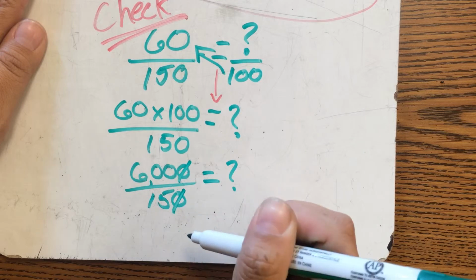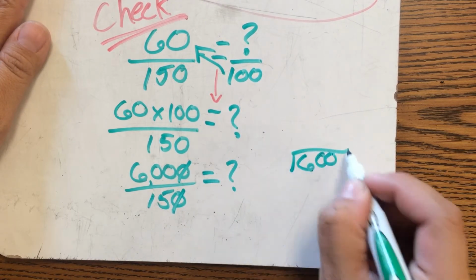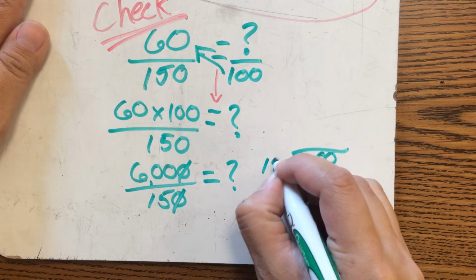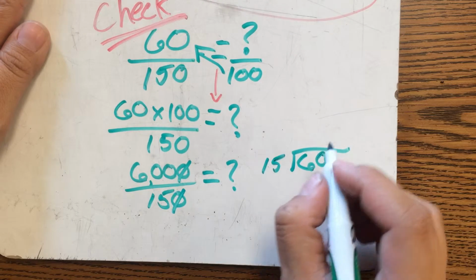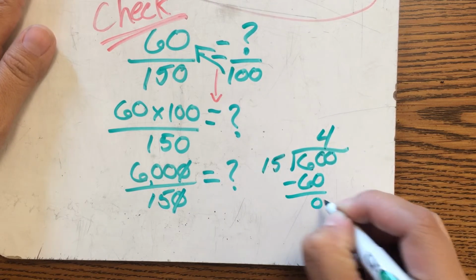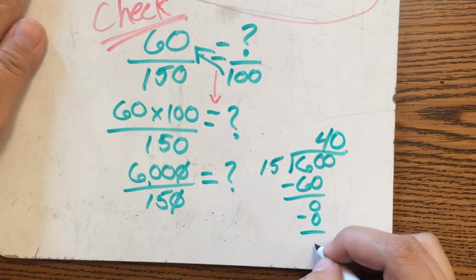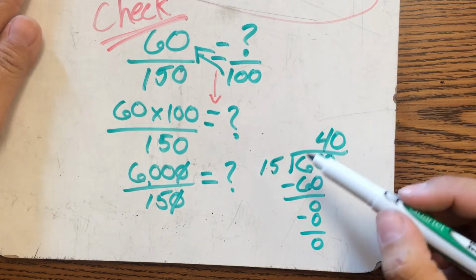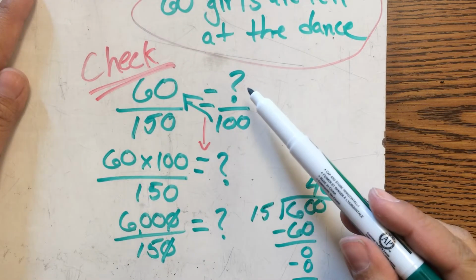Let's cross out our ending zeros. Do some long division over here. 15 goes into 60. How many times? 4 times. It goes in evenly with nothing left over. 15 goes into 0 0 times with nothing left over. 40 what? 40%.